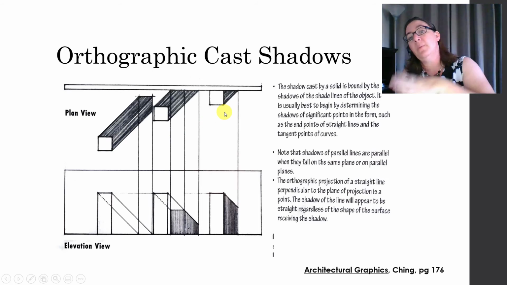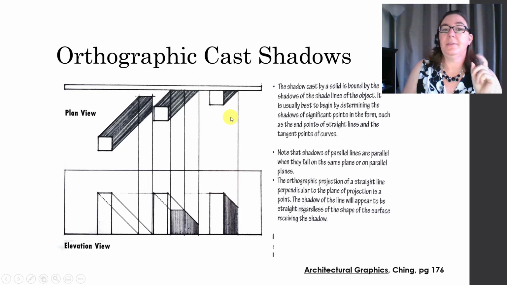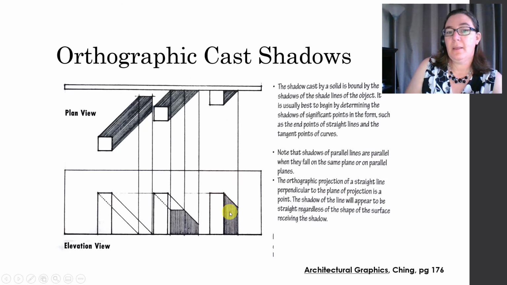I'm going to skip all the way to the right, okay? And you can see that this one is touching the wall. And so again, we can cast that right here and bring it down. And we'll have a shadow that is entirely connected to the wall. Right? It does have some shadow in plan, and here's the shadow in elevation.